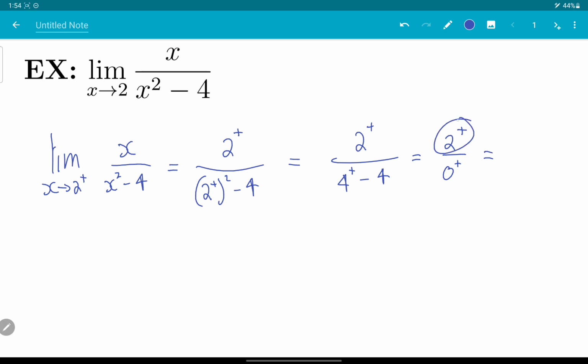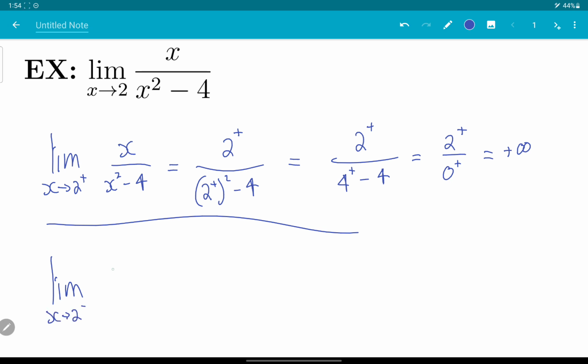So now I have 2 divided by a very small positive number, so I'm going to get plus infinity here. Because the division by 0 tells you you're going to get a plus or minus infinity, and positive over positive is positive. Okay, next one. The left-hand limit is going to be 2 minus on top. Plug it in that fashion.